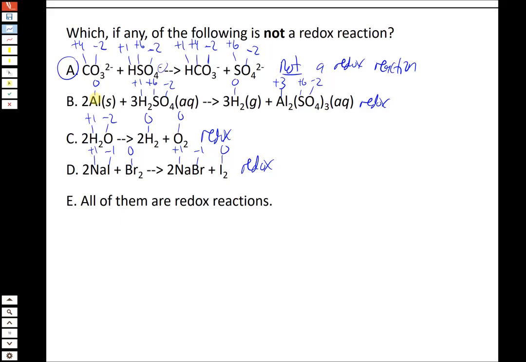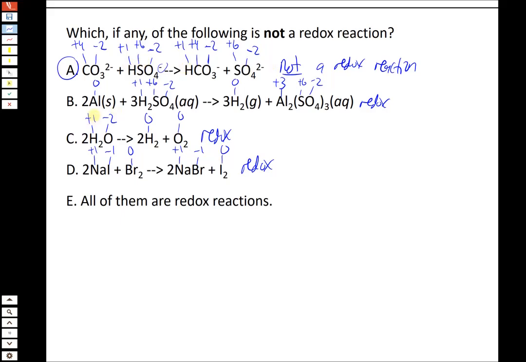So if we look at B, C, and D, we have aluminum and hydrogen involved in this one. So we have 2 elements involved, so that has to be a redox reaction. Choice C, 2 elements involved, H2 and O2, has to be a redox reaction, because that's the only time when we'll have 0 oxidation numbers. Choice D, 2 elements involved, Br2, I2, has to be a redox reaction. Now choice A does not have any elements. That doesn't mean that it's not a redox reaction. There are plenty of redox reactions that don't involve elements, so we have to still analyze that one to make sure it's not a redox reaction.